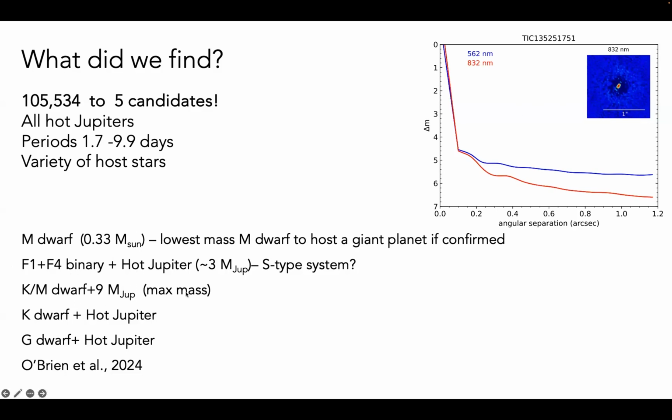Again, we have a K dwarf, an M dwarf, and various others. We're now at the point of getting radial velocity data to confirm the masses of these planets. So hopefully we'll have some more results within a year or so of the first confirmed planets.